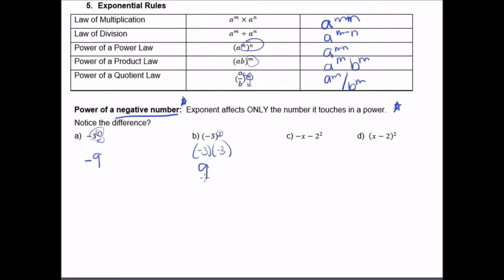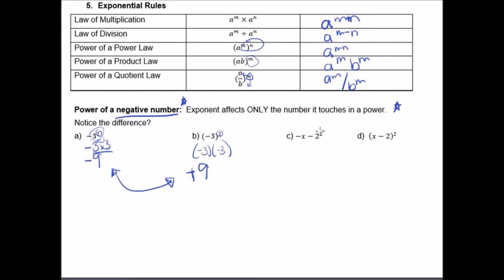So this one's actually positive 9. The first one would have been negative, and then 3 times 3. Okay? So it's going to make the difference between a positive and a negative number, and depending on what we're trying to accomplish in a question, it's going to make a huge difference.